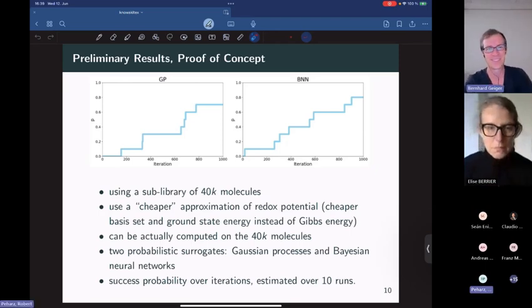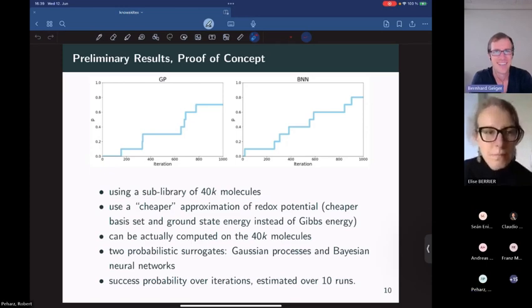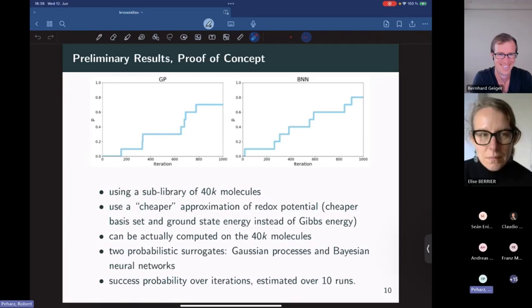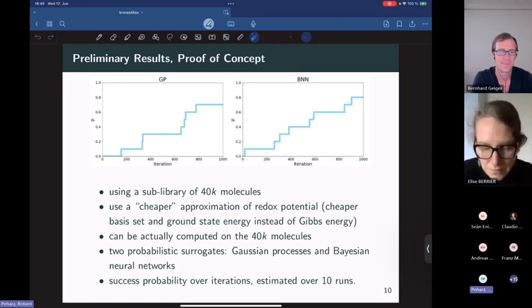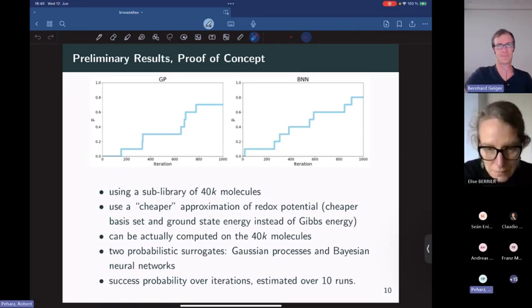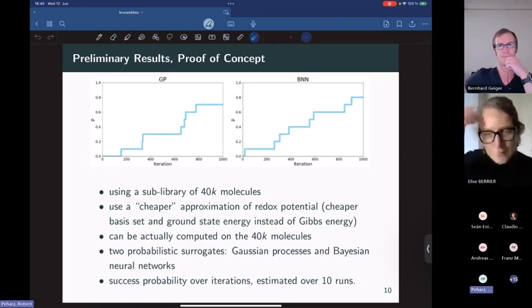What would you say? Well, GPs are nicer analytically, right? But Bayesian neural networks use this secret deep learning sauce. I guess deep learning sometimes just has this edge over simpler methods for some not well understood reasons. So Bayesian neural networks seem to work a bit better here. I guess that comes from flexibility.